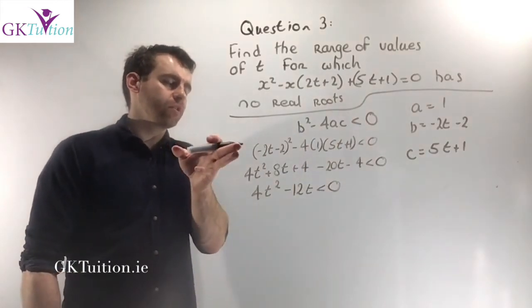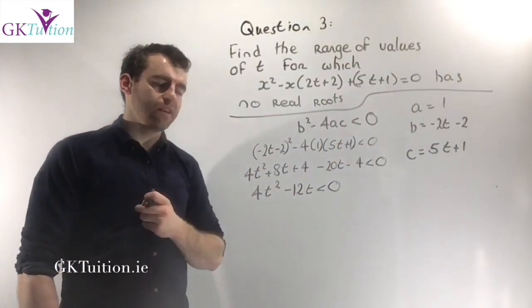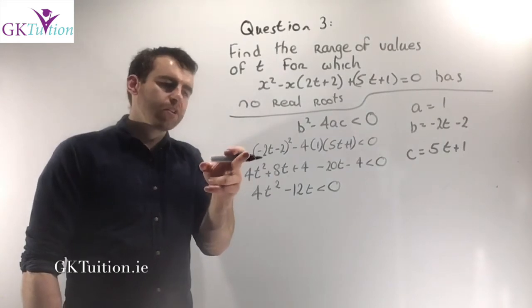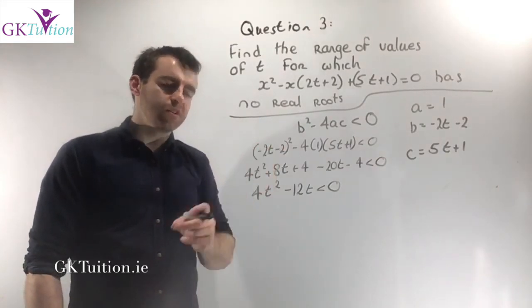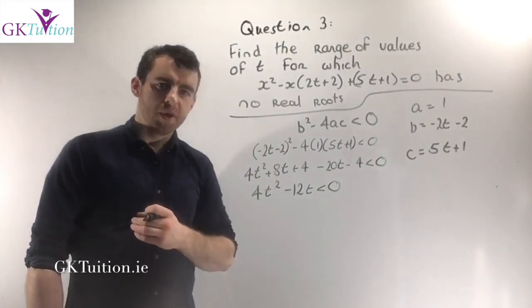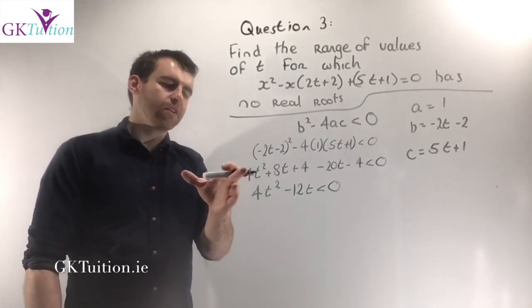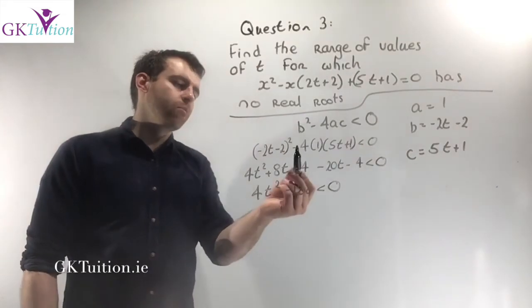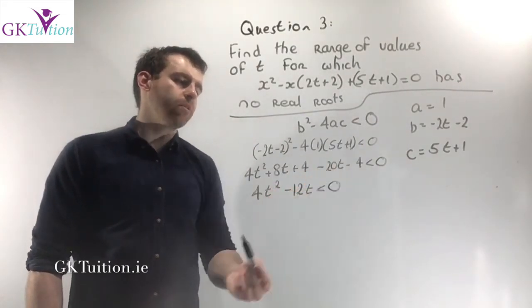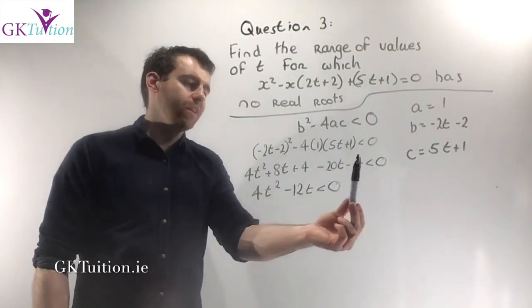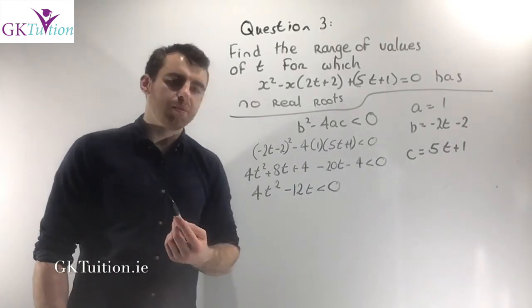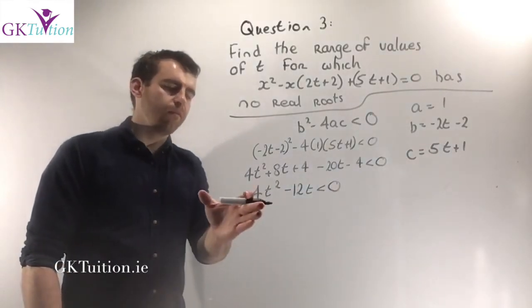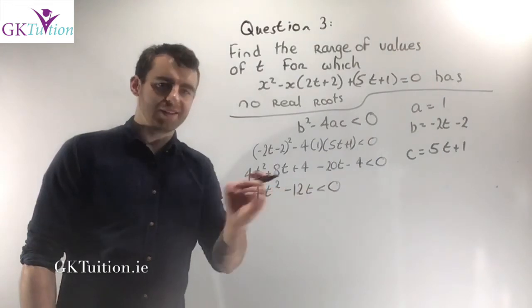What I've done is I've just subbed into b squared minus 4ac. And you have to multiply minus 2t minus 2 by minus 2t minus 2. If you multiply out that as double brackets, you'll get 4t squared plus 8t plus 4. And if you multiply minus 4 by 5t plus 1, you get minus 20t minus 4. When I grouped my like terms together, I now have 4t squared minus 12t is less than 0.